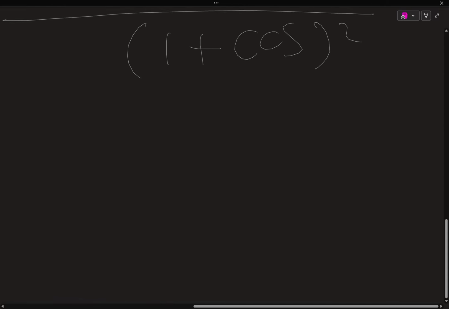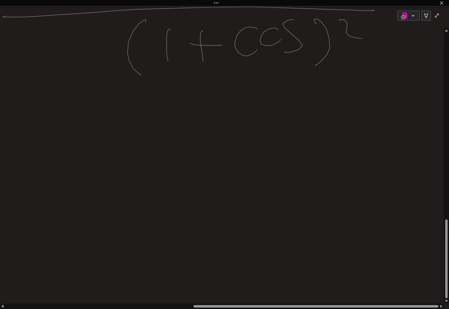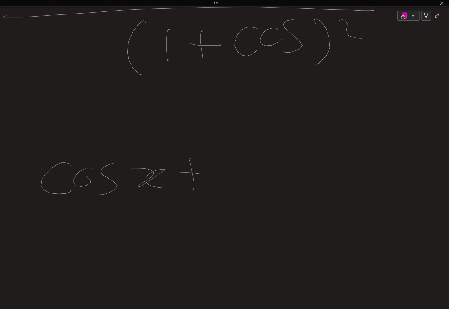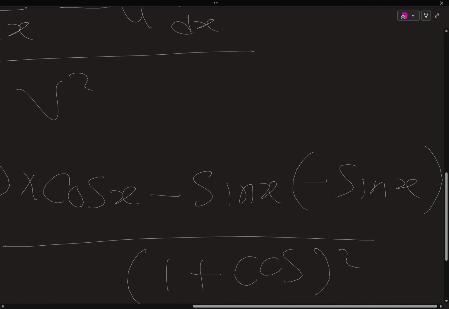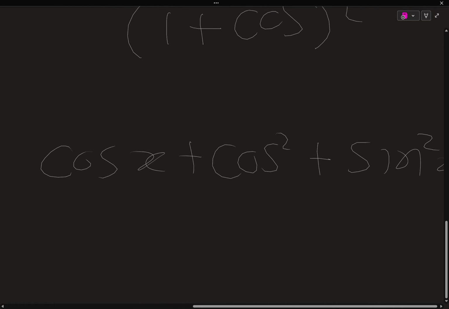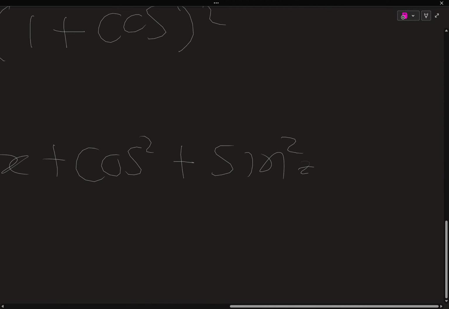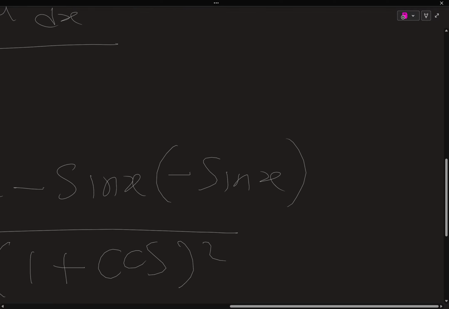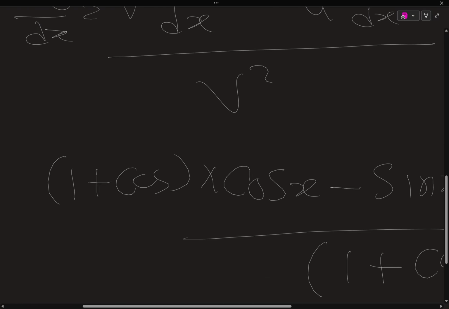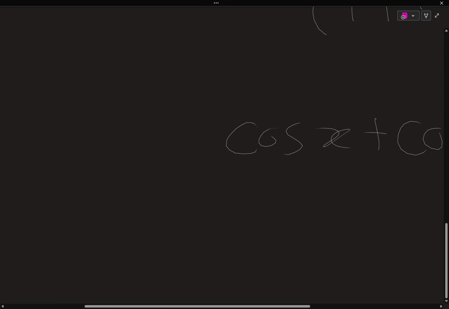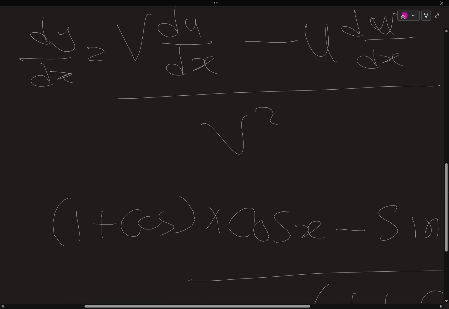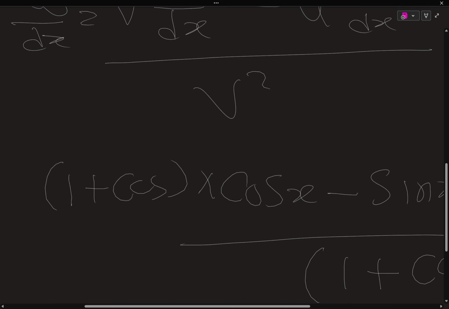So from there we're going to multiply what is on the top, which is simply going to give us cos x plus cos squared x plus sine squared x. When we multiply the two negatives, it gives us a positive, sine squared. When we multiply cos times 1, it's simply cos x. When you multiply cos times cos, it's going to be cos squared.